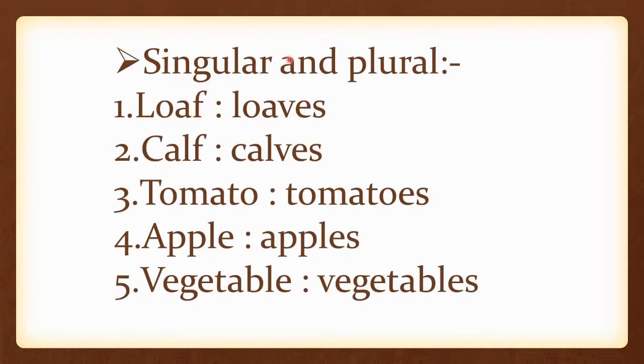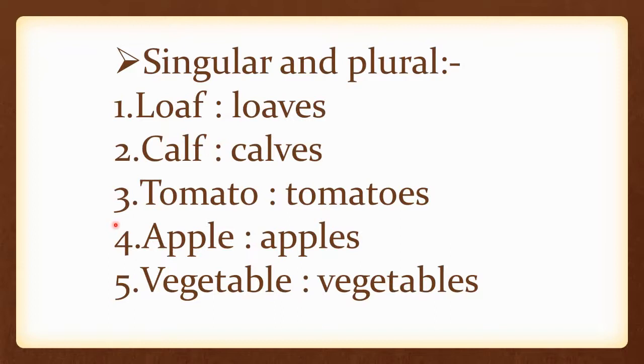Singular and plural. So students, as I said, when there is one bread, we say it as loaf. And when there are many, we say it as loaves. Next is calf. When there is one calf, or one young one of a cow, we say it as calf. And when there are many, we say it as calves.